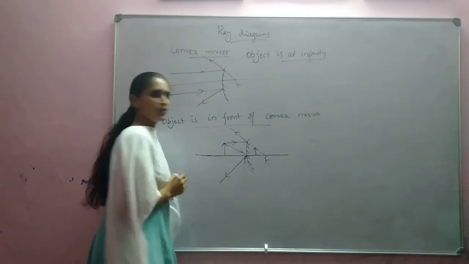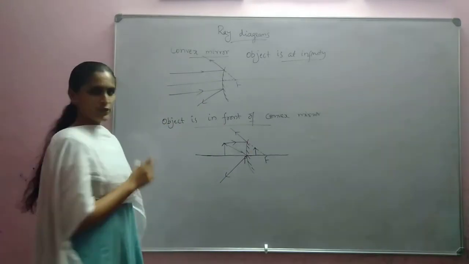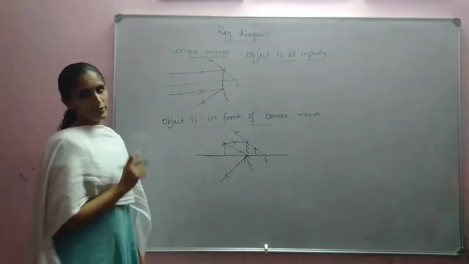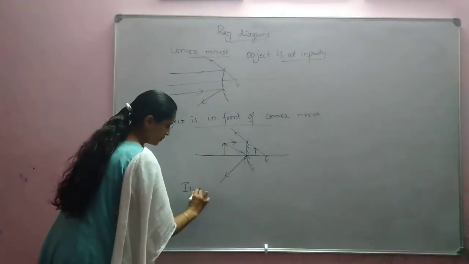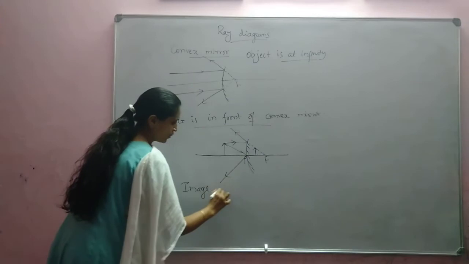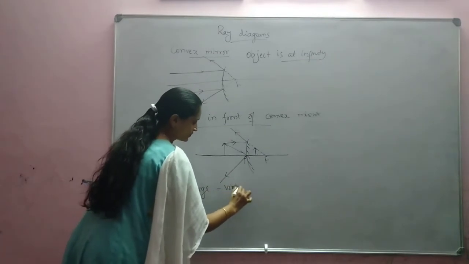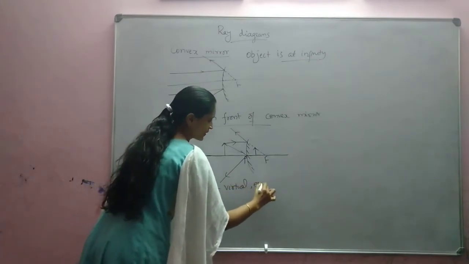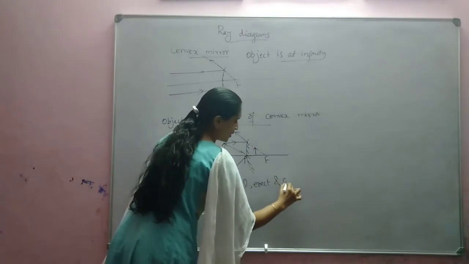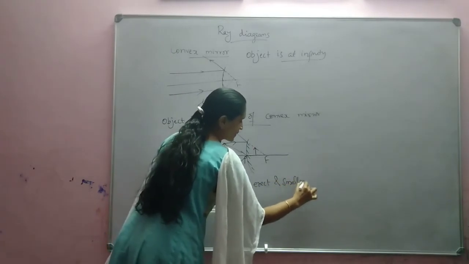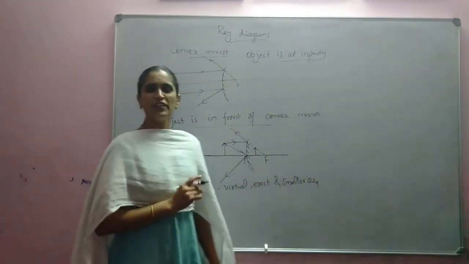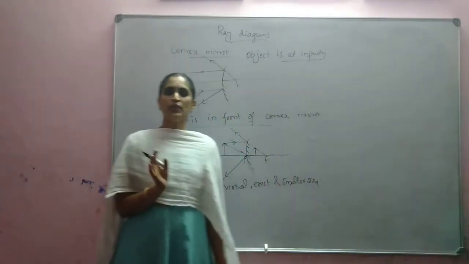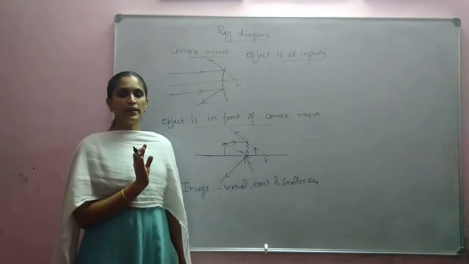So which type of image is formed? It is virtual, erect and smaller size. Okay. Image will be virtual, erect and smaller size. Always it will be formed between P and F. Anywhere you keep the object, the image will be formed between P and F.